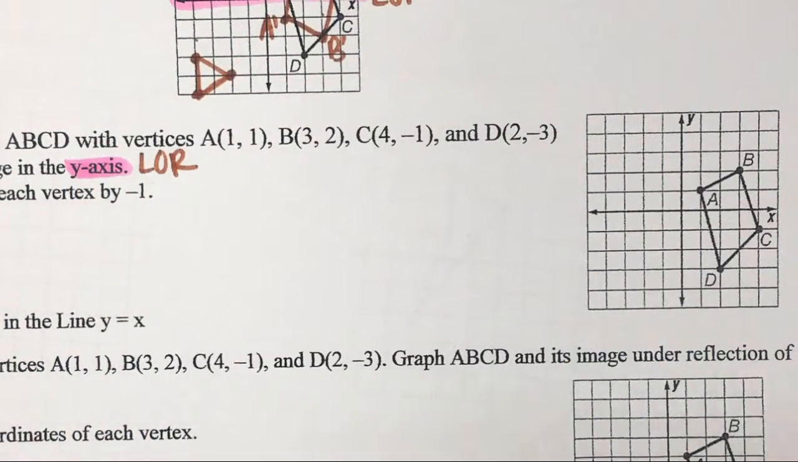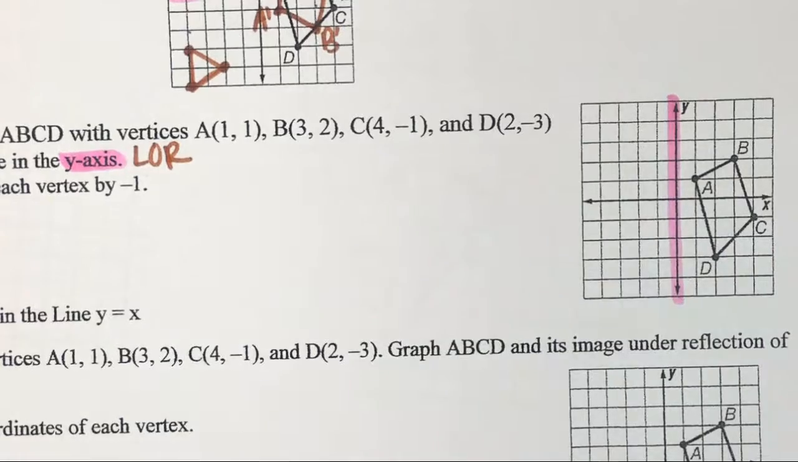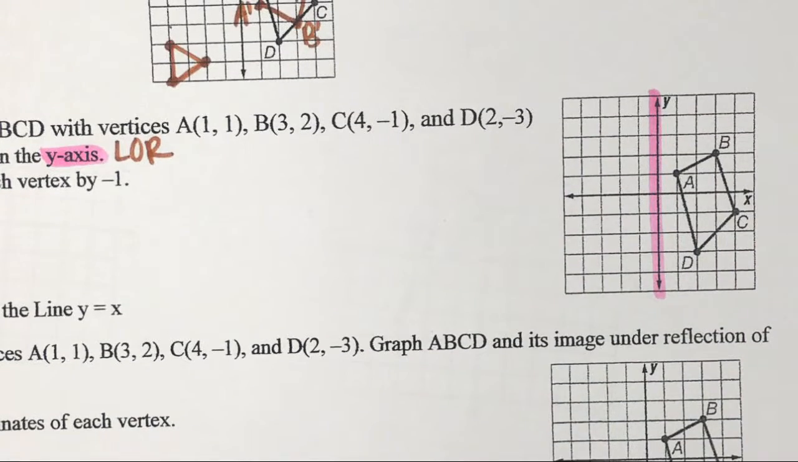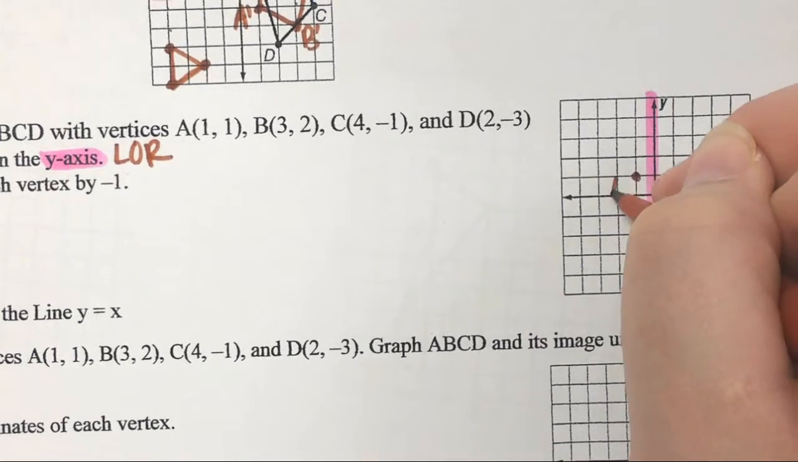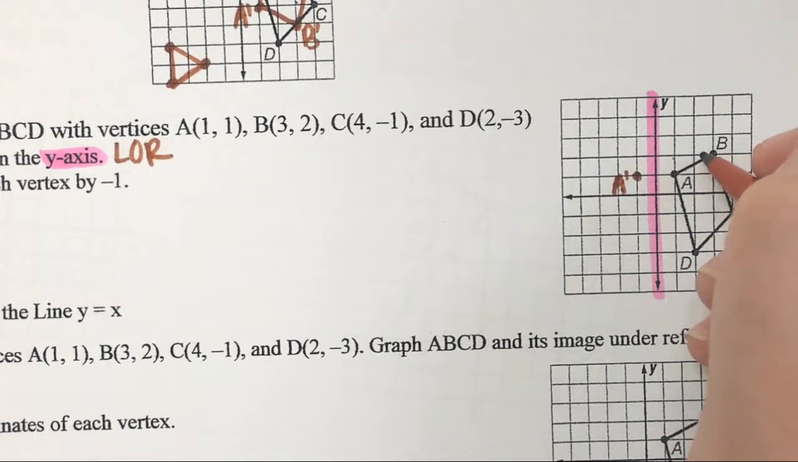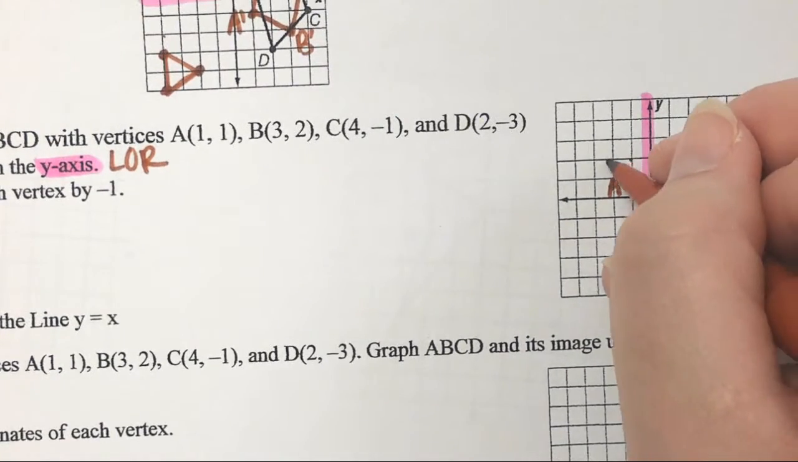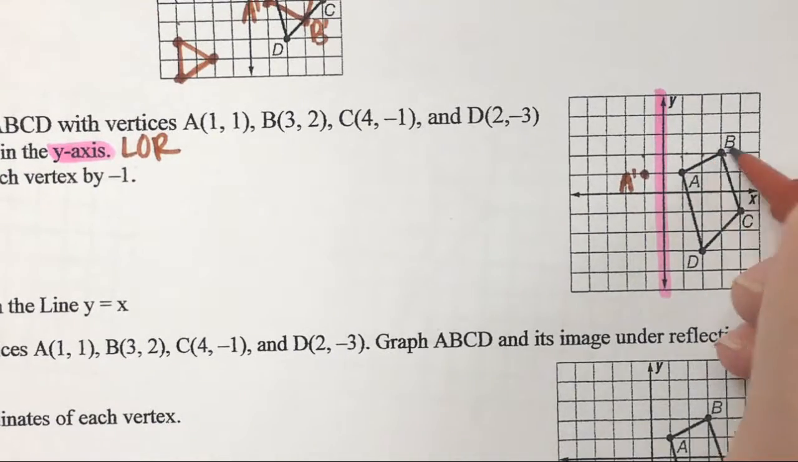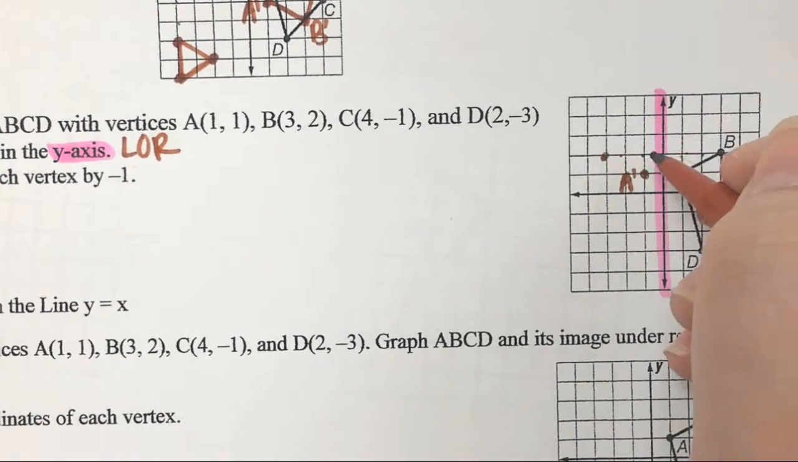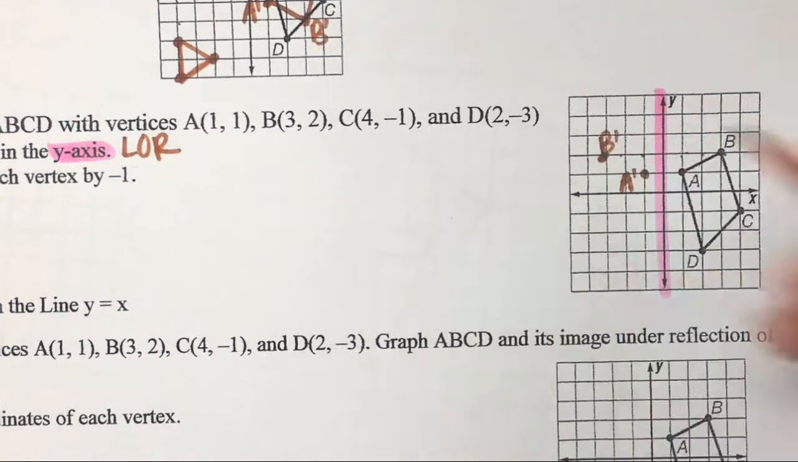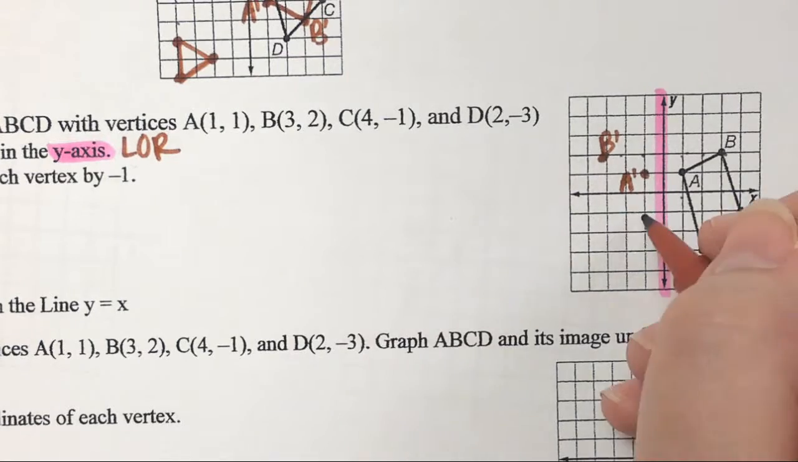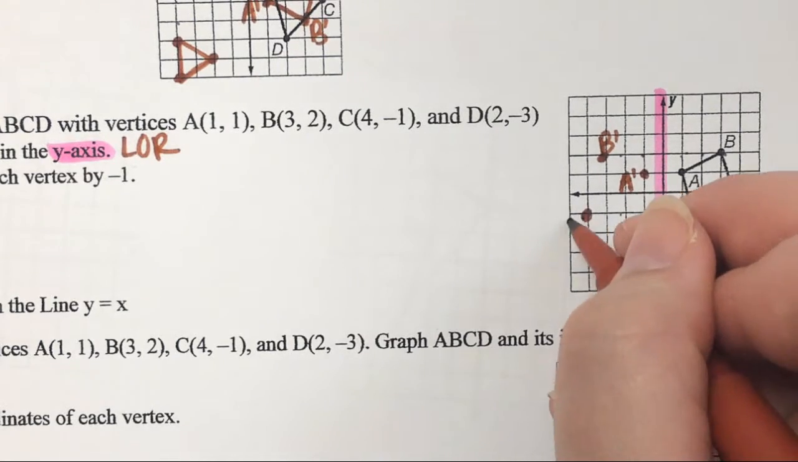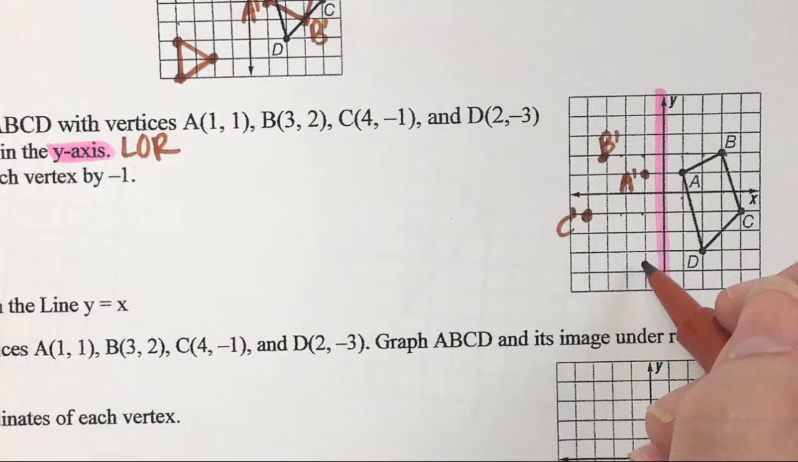So if Grant doesn't mind, I'll pick on him. If Grant likes my counting technique, it can still work. So A's here, A prime would be 1 to the right. B's here. So B prime is 1, 2, 3. So 1, 2, 3. B prime. C prime is 1, 2, 3, 4 over. So I need to go 1, 2, 3, 4 over. D prime's 2 over, so I need to go 2 over.